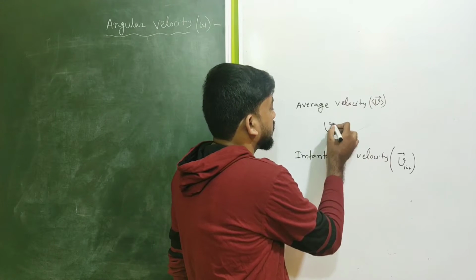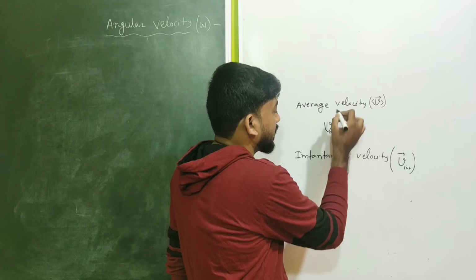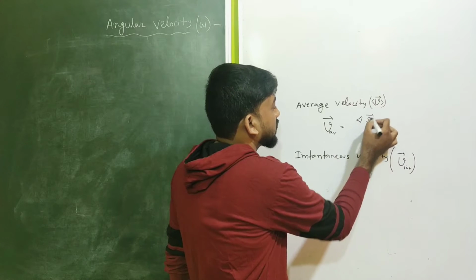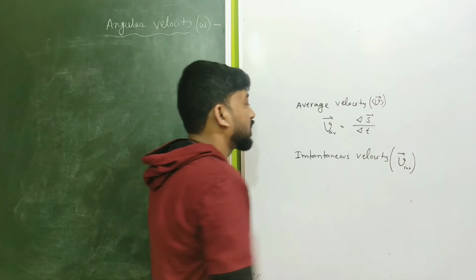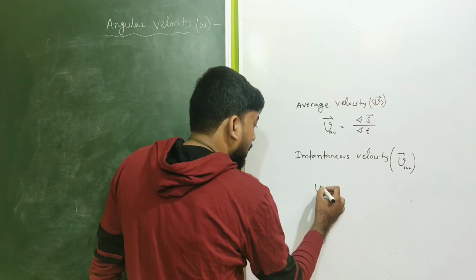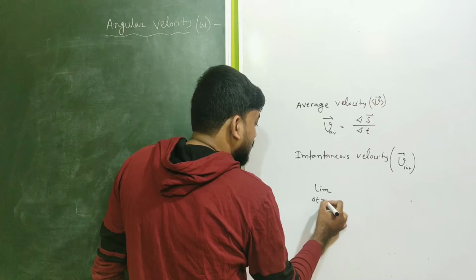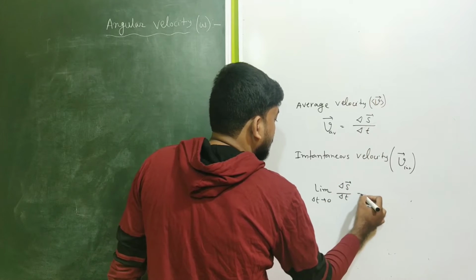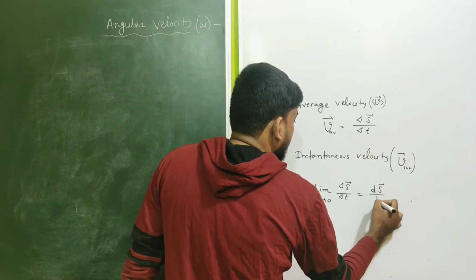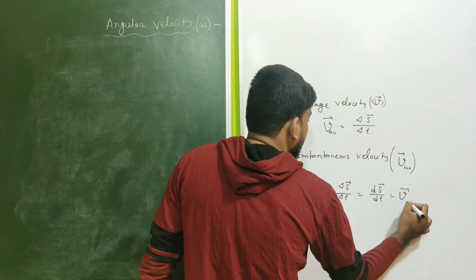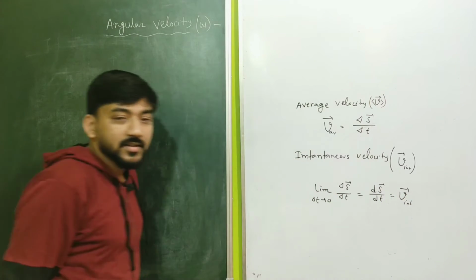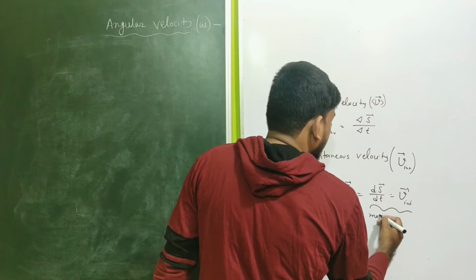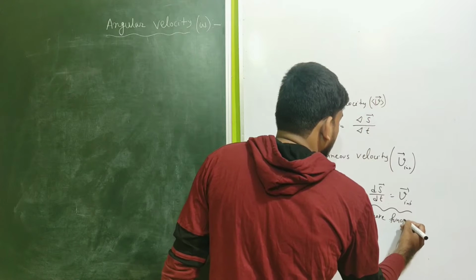We have discussed that the average velocity, which we sometimes write as v_av, is del S over del T. And if you take the limit delta t tends to 0 of del S by del T, it gives you dS by dt, which is nothing but the instantaneous velocity. This instantaneous velocity is more fundamental.